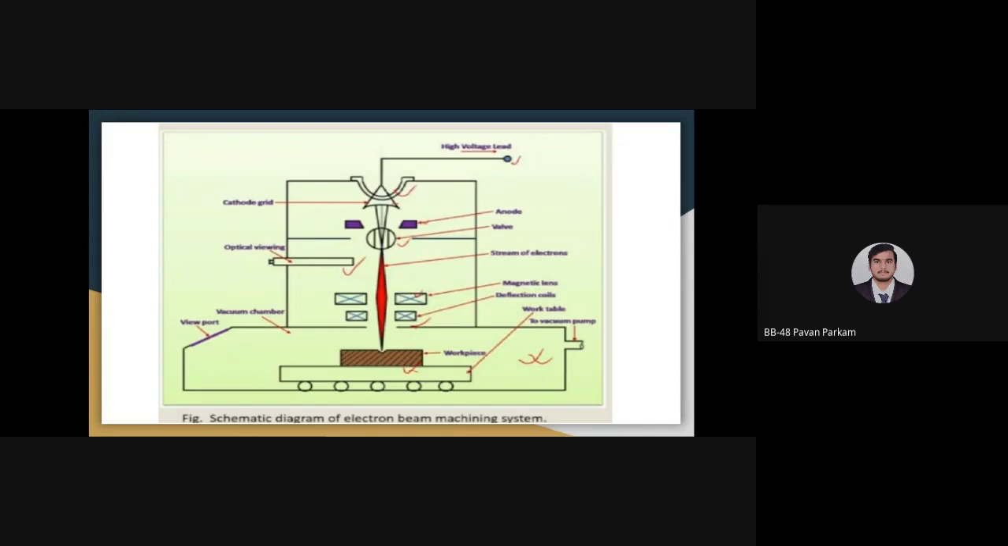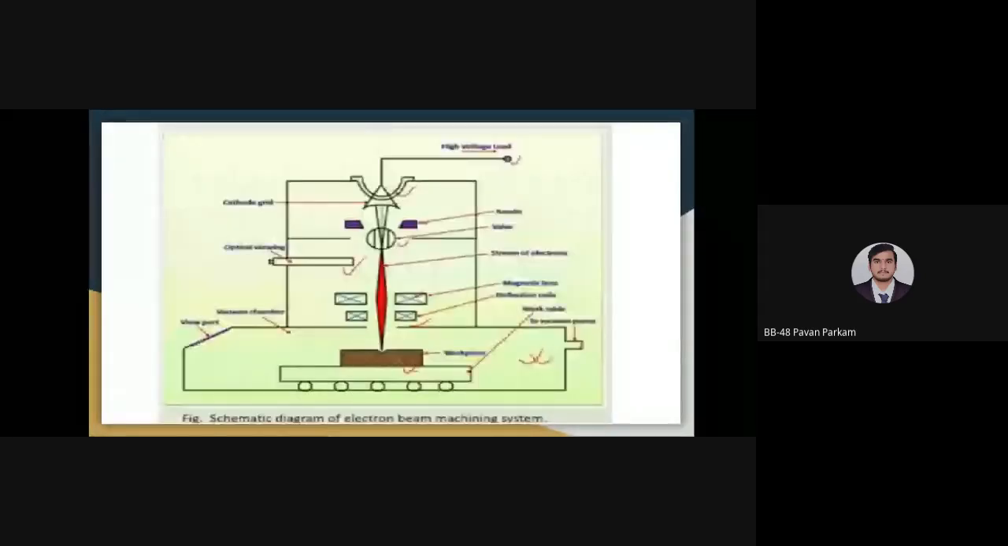It contains a very high velocity. That velocity is around 66% of the velocity of light. Okay, so it is that high velocity generated electron beam.